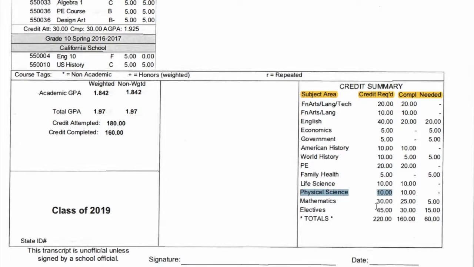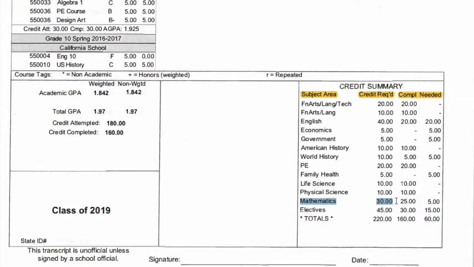Physical science is usually physics or chemistry. So again, I've seen things like environmental science included in this category if a high school has a lot of fun options. But the basic classes that every school would offer would be physics or chemistry.